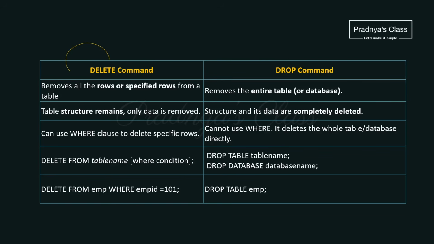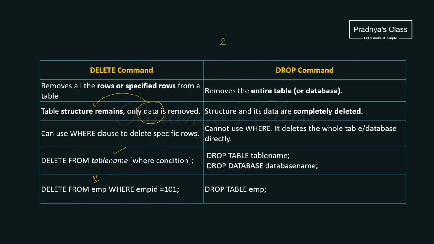Then what about the delete command? It deletes all the rows or the specified rows. If you want to delete specified rows, then you can use the where clause along with it. With this command, only data will get removed, but the structure will be there. So here is the syntax: delete from table name, where clause is optional. And here is one example. You can give any example of your choice.